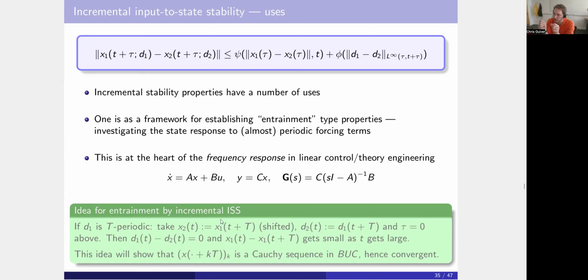Essentially, you look at not two different solutions, but one solution and a shifted version of that solution, which is also a solution of the same problem, but shifted. Now, of course, if D is periodic, or almost periodic, the difference between the two inputs is small. So what that shows is that, roughly speaking, the sequence of translates becomes a Cauchy sequence in a Banach space. So it converges. And in particular, you can then show that its limit has almost periodic or periodic stability properties. That's the key idea.